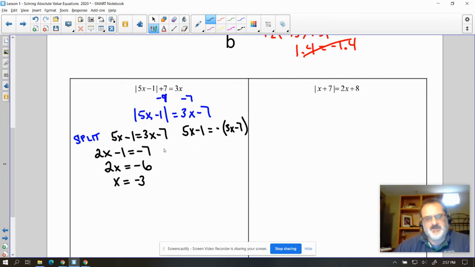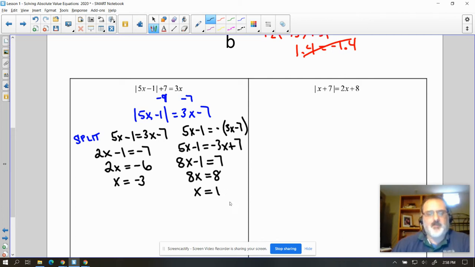In this one, I'm going to have to distribute the negative. So 5x - 1 equals negative 3x + 7. Now I add 3x to both sides, so 8x - 1 equals 7. Add 1 to both sides, 8x equals 8. Divide both sides by 8, x equals 1.